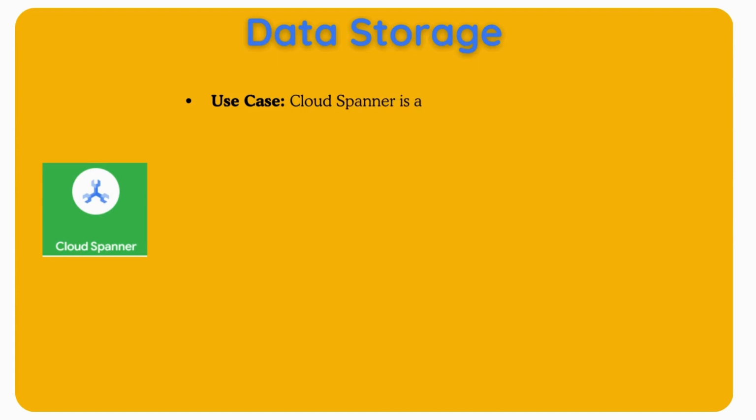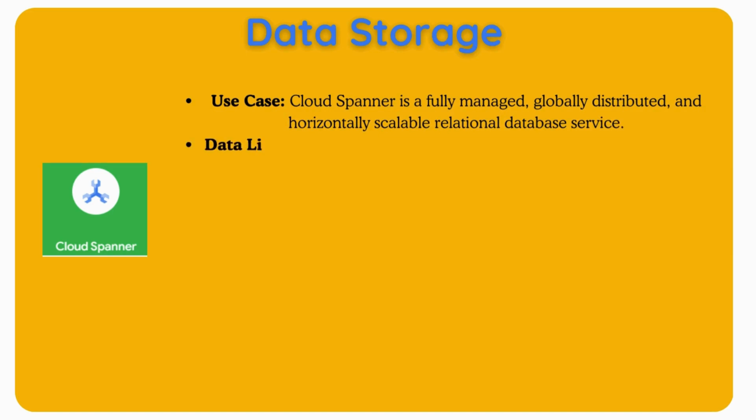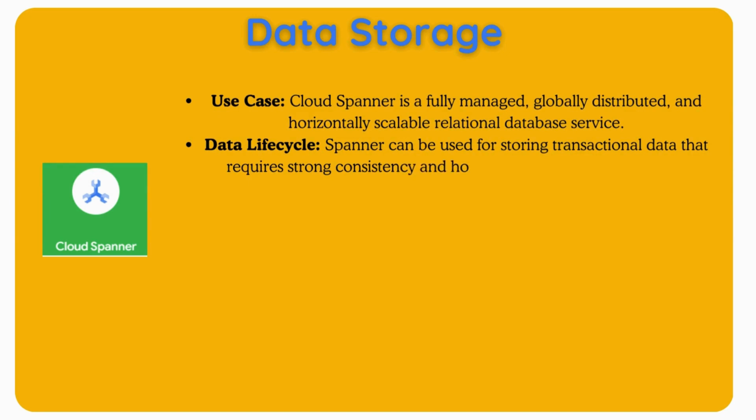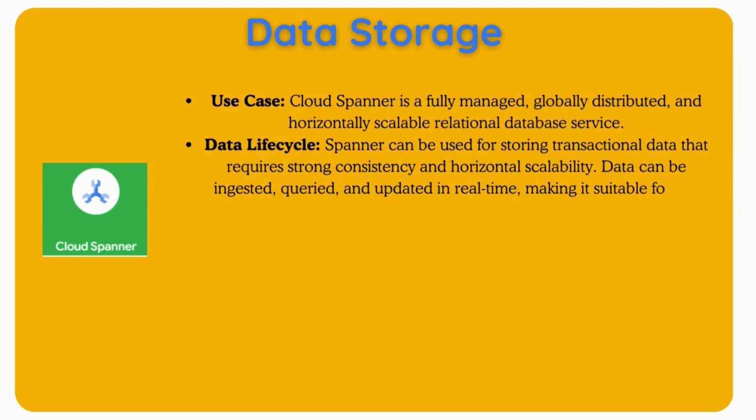Cloud Spanner. Imagine a database service that combines the benefits of relational databases with the scalability and flexibility of NoSQL databases. It's great for applications that need high availability and strong consistency. Use case. Cloud Spanner is a fully managed, globally distributed, and horizontally scalable relational database service. Data Lifecycle. Spanner can be used for storing transactional data that requires strong consistency and horizontal scalability. Data can be ingested, queried, and updated in real time, making it suitable for use cases where data needs.